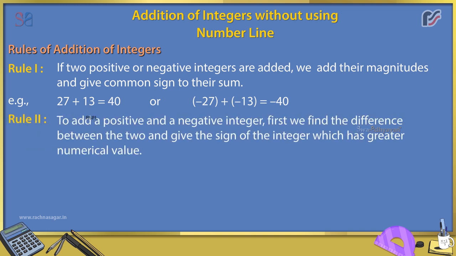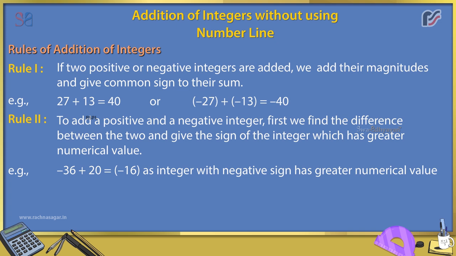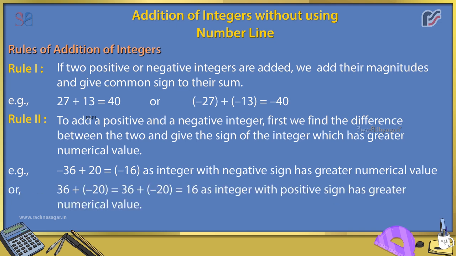Rule 2. To add a positive and a negative integer, first we find the difference between the two and give the sign of the integer which has greater numerical value. Example, -36 + 20 is equal to -16, as integer with negative sign has greater numerical value. Or 36 + (-20) is equal to 16, as integer with positive sign has greater numerical value.